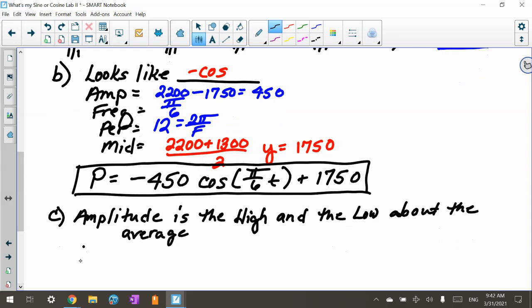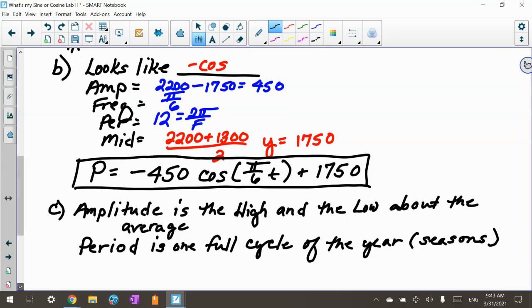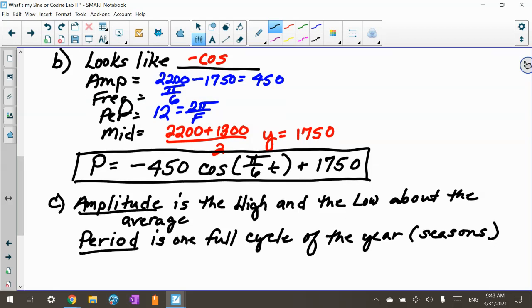The period, how would we say that for this? Well, the period is one full cycle of our curve, and our curve is the high and the low. You could also say it's one full cycle of the season. So the period is one full cycle of the year. You could say seasons as well, where you see what happens throughout one whole year. So we talked about amplitude, we talked about what period is. Midline is basically the average population.